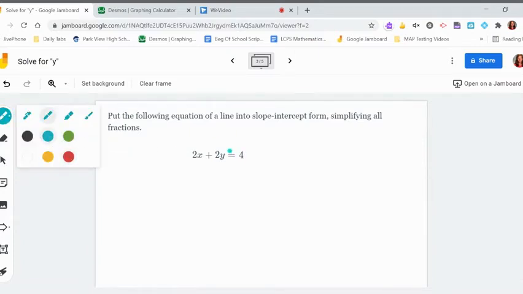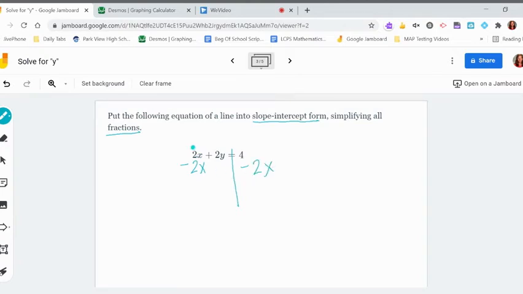Same thing here. I want it in slope-intercept form. I want to simplify any fractions. So I'm going to take my 2x and subtract that from both sides. I'm left with 2y equals, and again, we like to have the 2x first, so I'm going to put minus 2x, and then this 4 here is a positive 4, so when it interacts with other things, we want to add that plus there. It is a positive 4, so we put a plus there now.